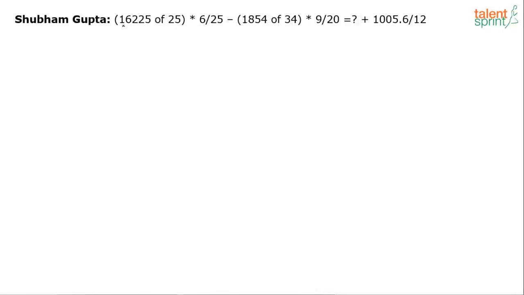Okay. It says 16,225 of 25. And I'm not sure if he's presented the question properly, because you generally don't get to see 16,225 of 25, right? It should be some percentage or something. Into 6 by 25 minus 1854 of 34 into 9 by 20 equals question mark plus 1005.6 divided by 12. And since options are not given, we will have to do a complete calculation.